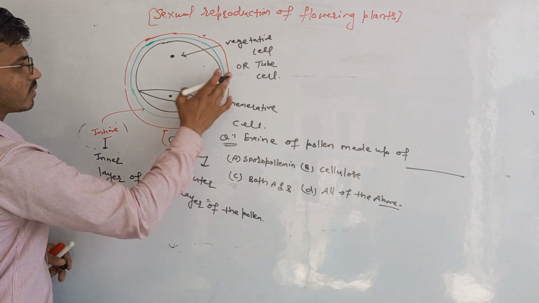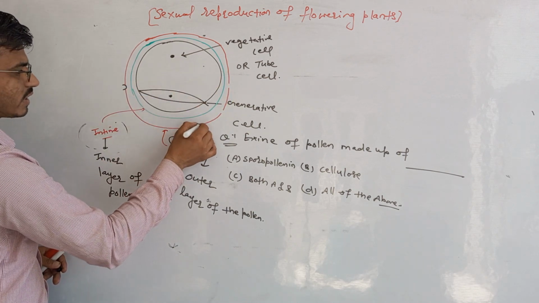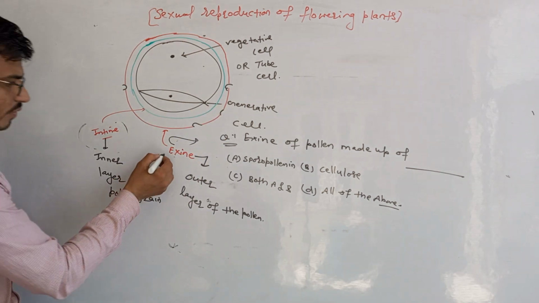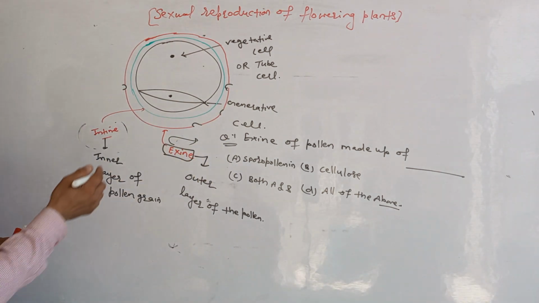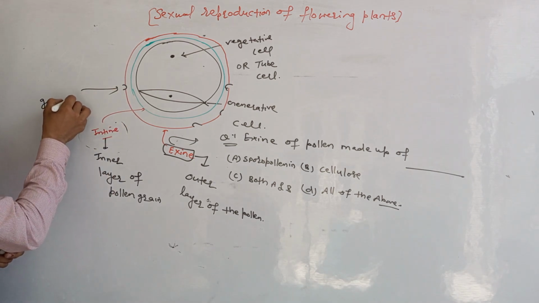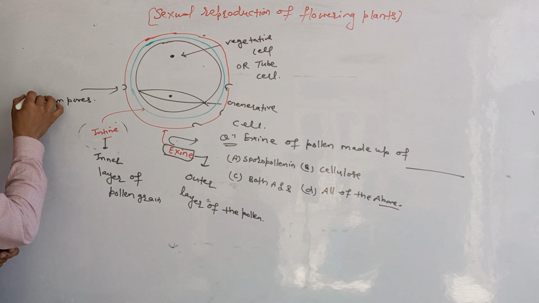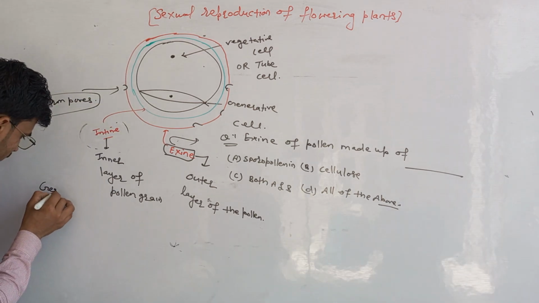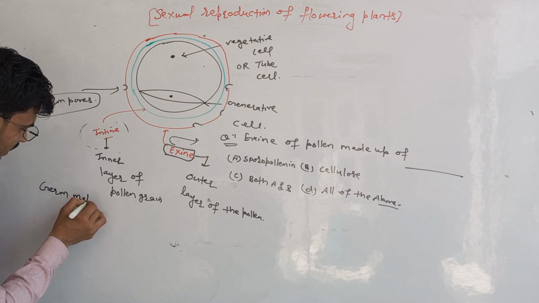Taking the example of small pores, here we can say these are small pores where the exine is absent. These pores are known as the germ pores. Germ pores are the regions from where the male gametes are released.